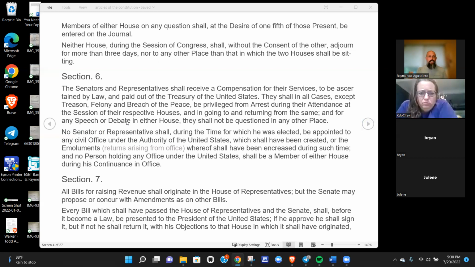They shall, in all cases, except treason, felony, and breach of the peace, be privileged from arrest during their attendance at the session of their respective houses. Interesting, because they can do whatever they want, except for treason, felony, or breach of the peace. And in going to and returning from the same. And for any speech or debate in either house, they shall not be questioned in any other place. That's powerful.